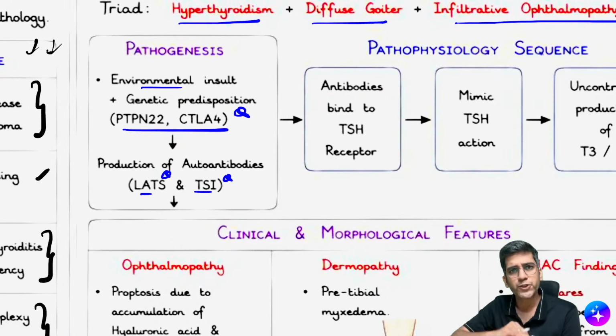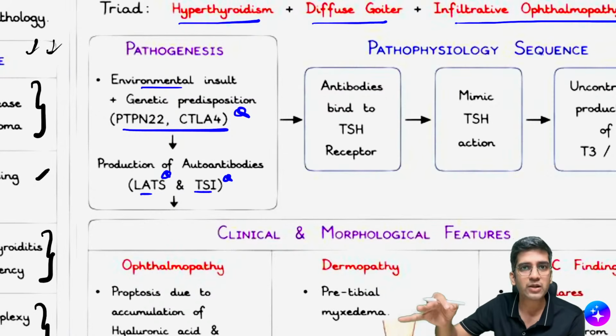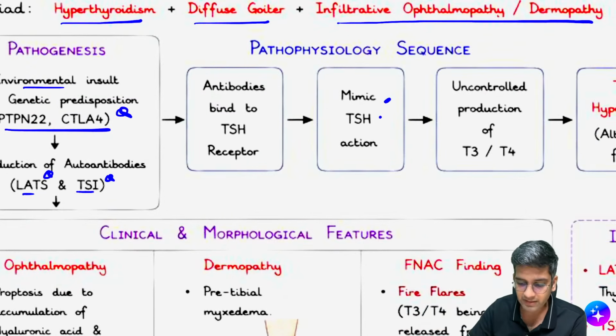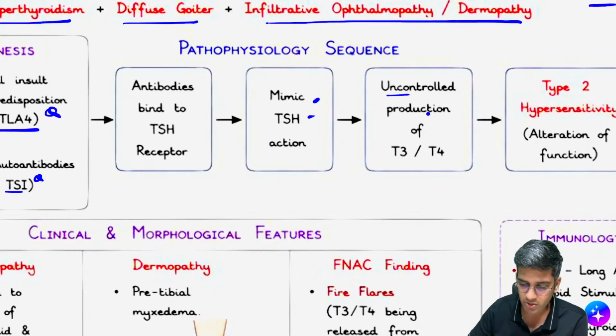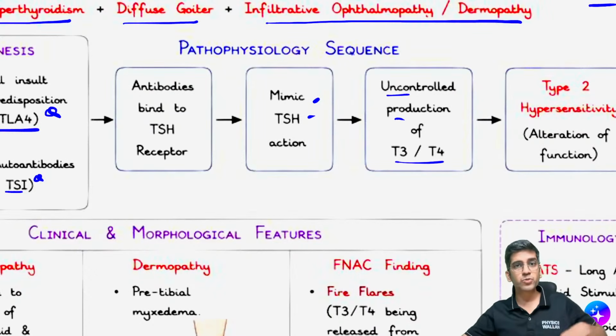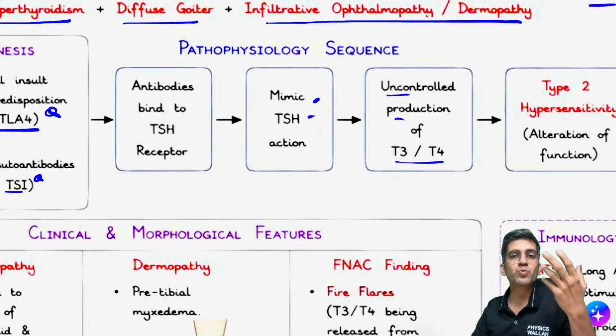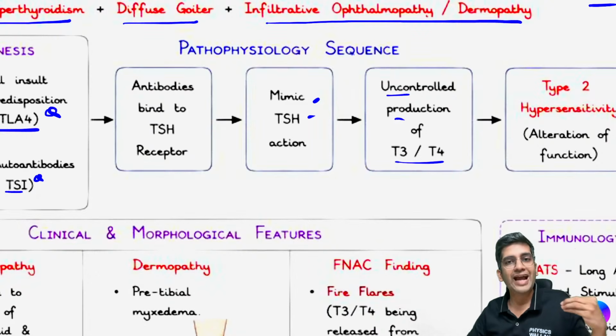So these antibodies go and sit on the TSH receptor, which is present on the thyroid gland, right? So it binds to them. It mimics the TSH action and produces uncontrolled T3 and T4. So my body does not need T3, T4 here. My body is going to just produce more and more T3 and T4 because I have an antibody which sits on the receptor and acts like the receptor.